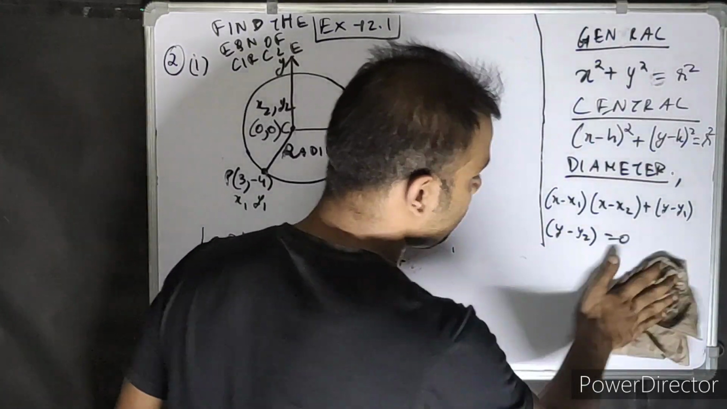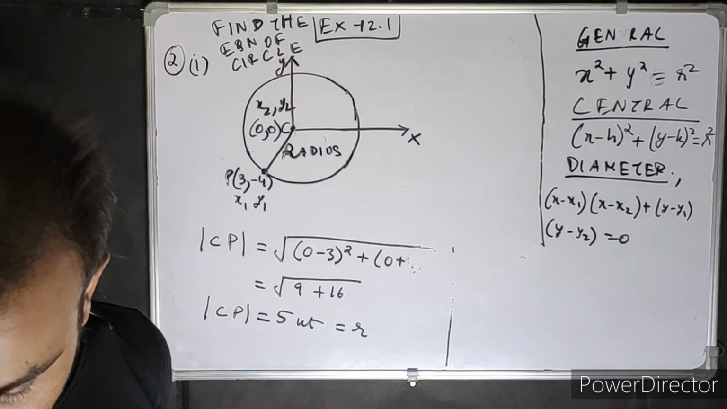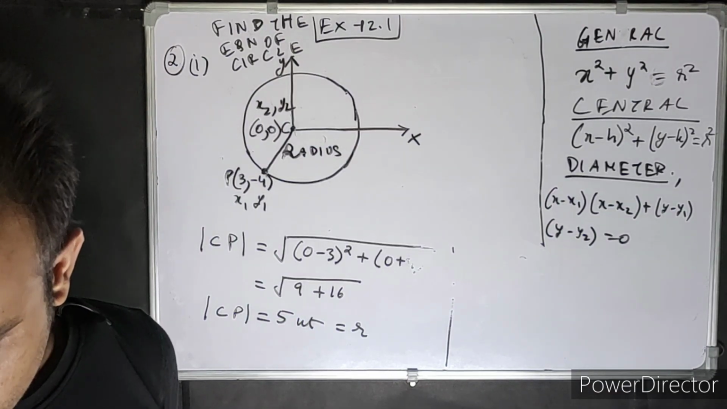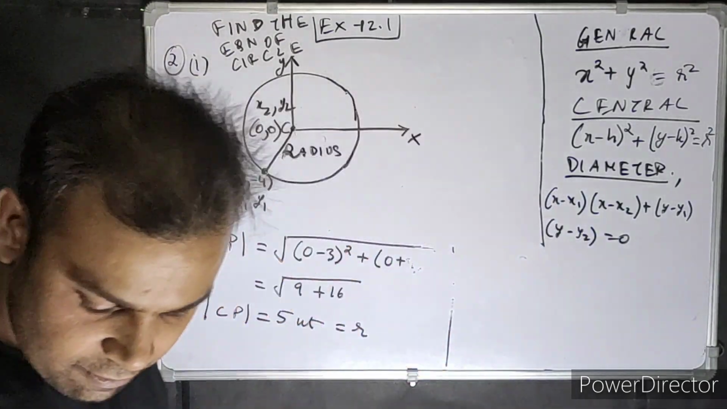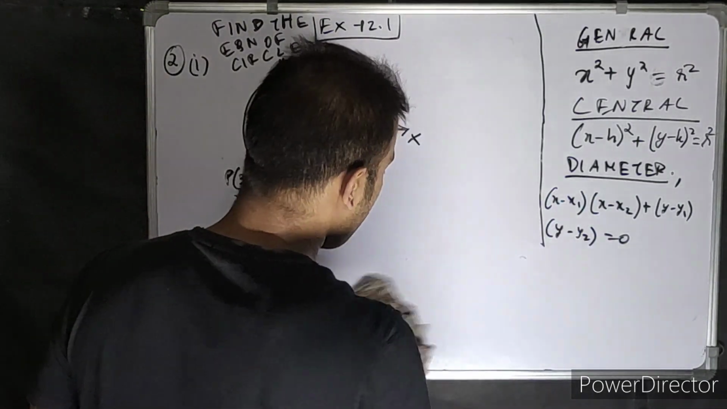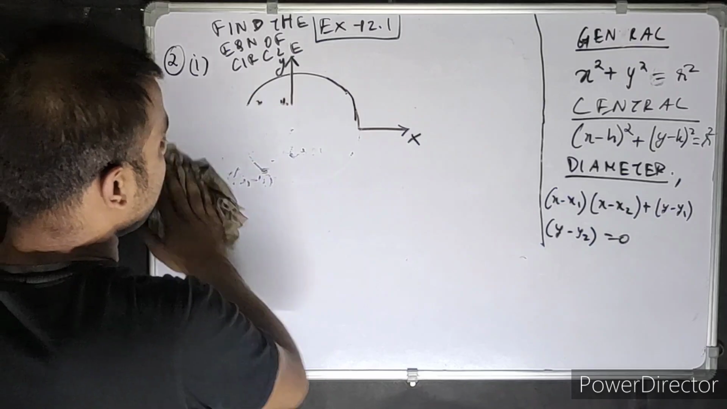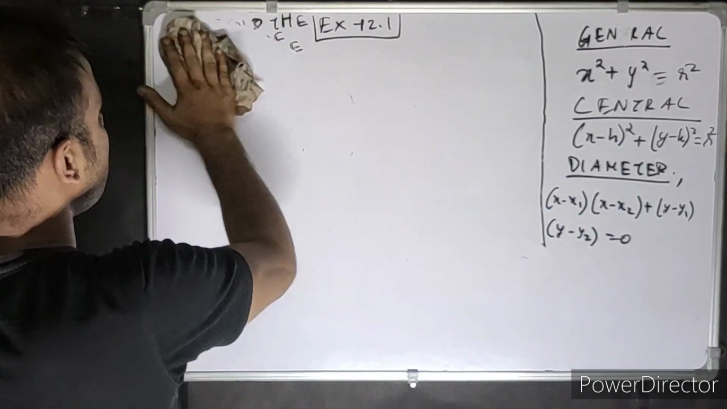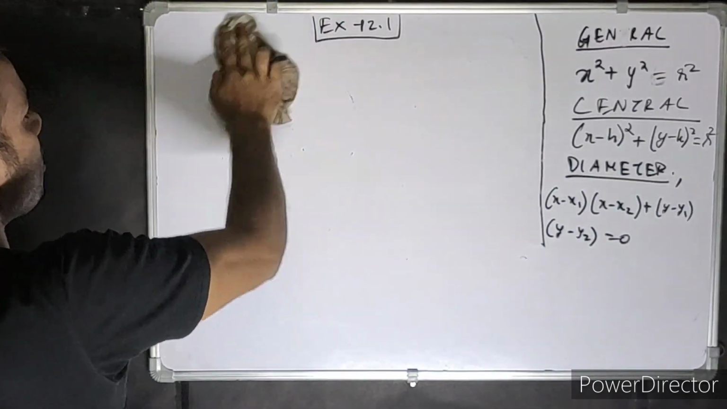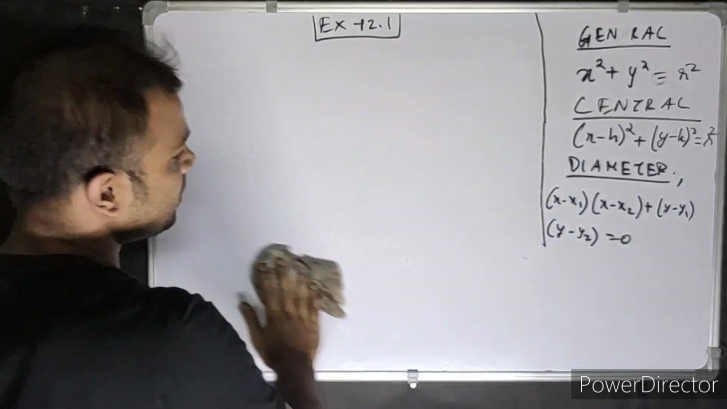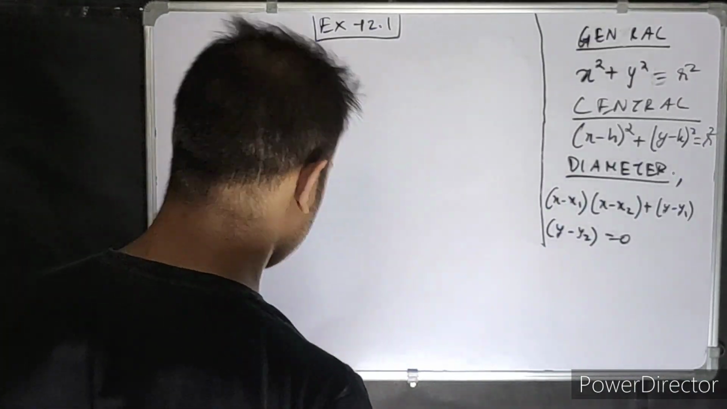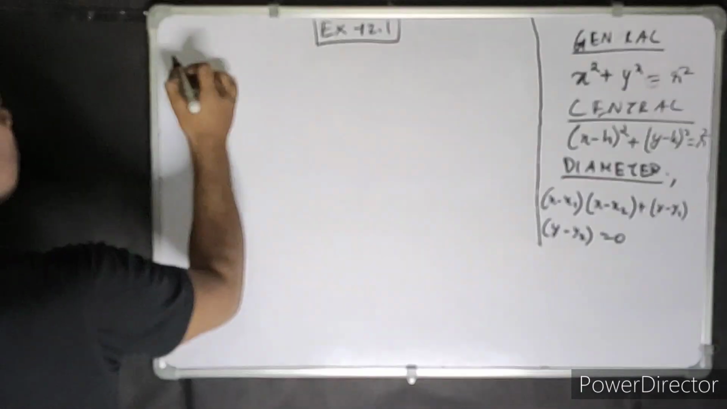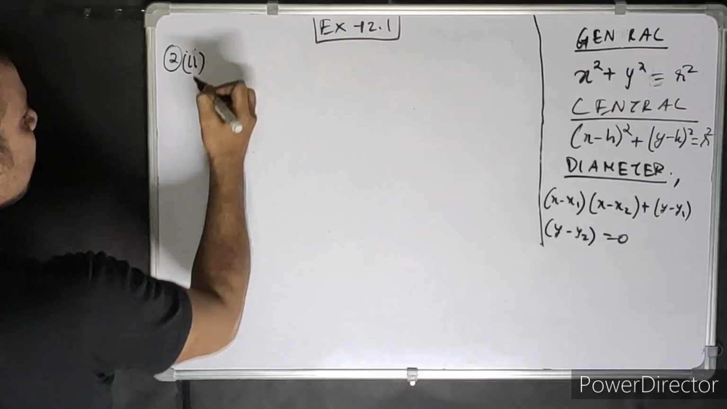Next, question number 2 part 2. Question number 2 part 2 says determine the equation of the circle whose center is 8 comma minus 6 and which passes through the point 5 comma minus 2. Now it is the same type of question where you have to find the radius. Some of you still might be confused, so I'm going to do question number 2 part 2 also for you students. So look very carefully.